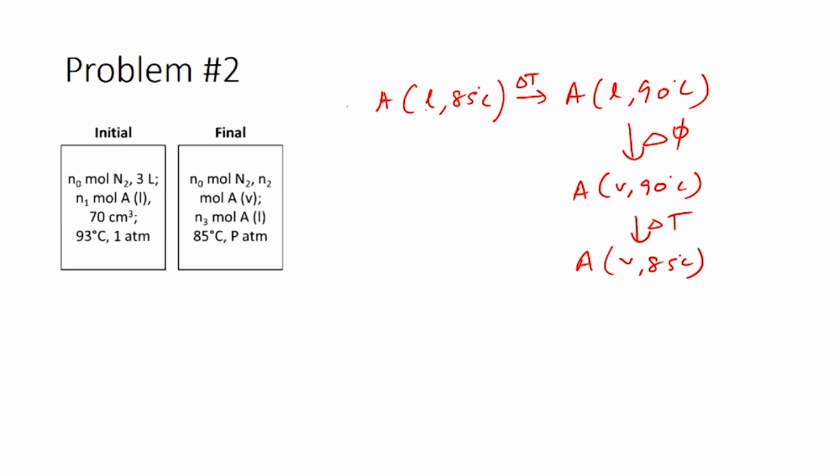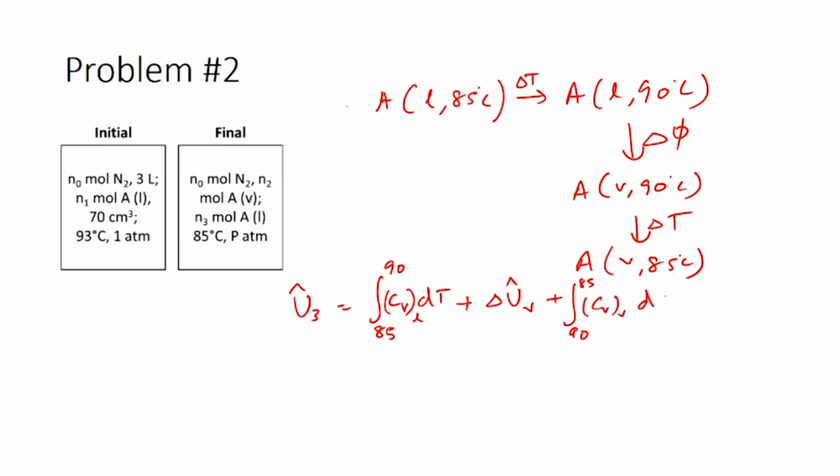So, here we will be using the CV for liquid for the initial calculation and the CV for the vapor for the second calculation. So, your U cap 3 would be equal to the integral of CV dT from 85 to 90, where here you are using the CV of liquid, plus delta U cap V, where the phase change from liquid to vapor is happening, plus the integral from 90 to 85 of CV of vapor dT.